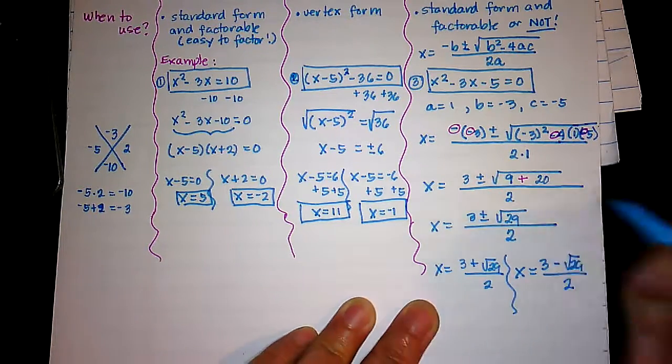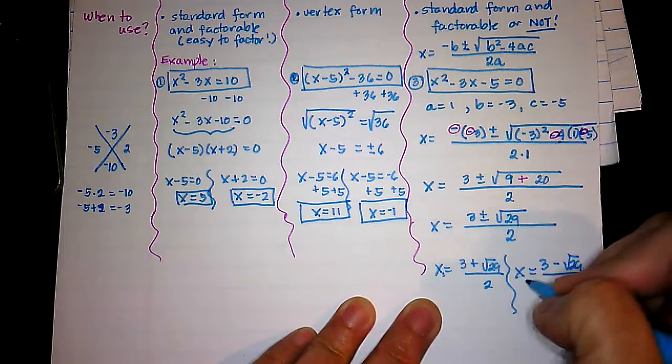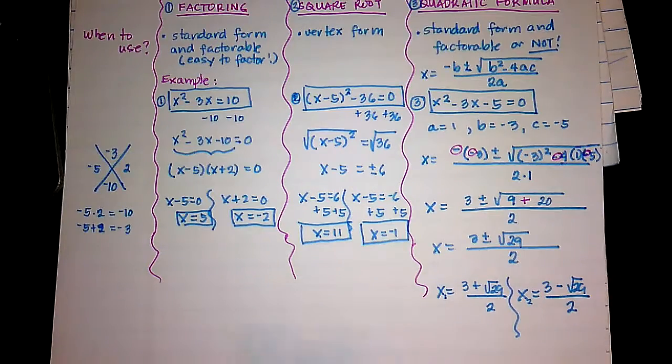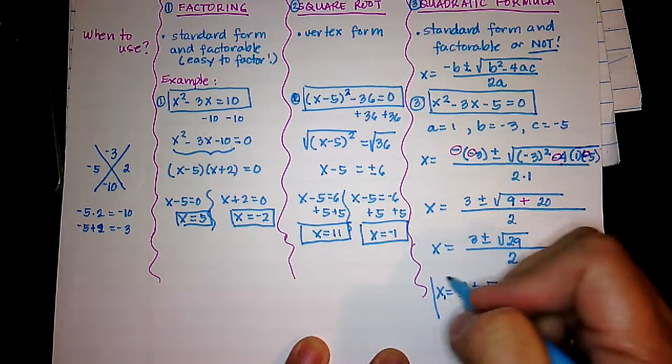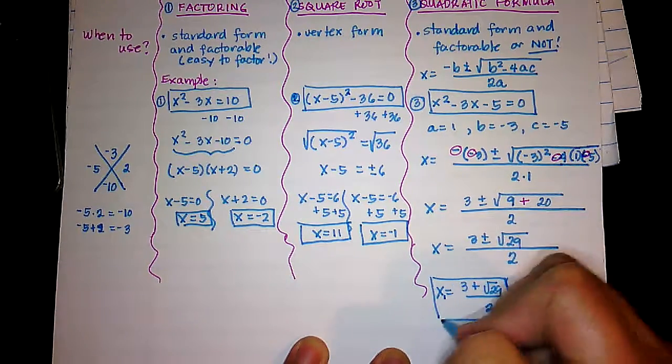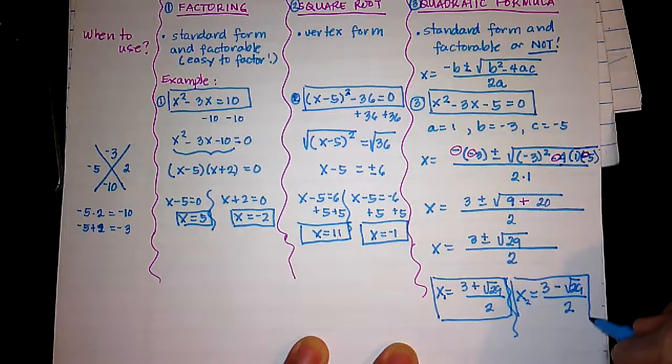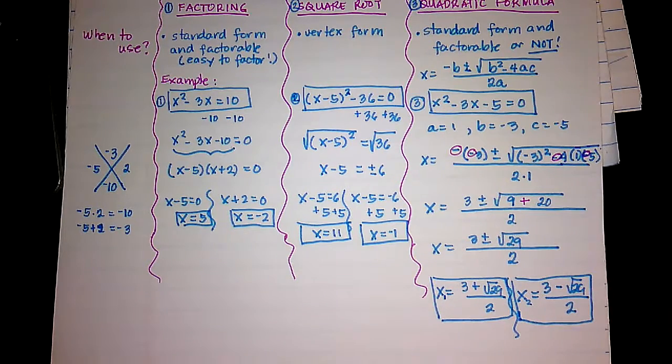Now, if you want to make it more fancy, you can also write x sub 1 and x sub 2, just so you have two different answers. You can also do the other ones, but not necessarily. So you have this as your solution. All right, and that's it.